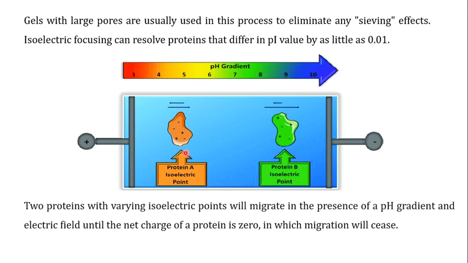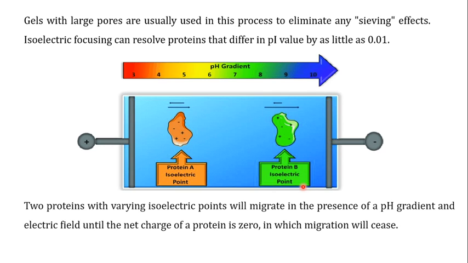But when they reach their isoelectric point, say for example if the isoelectric point of this particular protein is over here, when it reaches over here it will stop moving because it will be electrically neutral. Similarly, if this is the isoelectric point of this other protein, it will stop moving over here, because it will be electrically neutral.